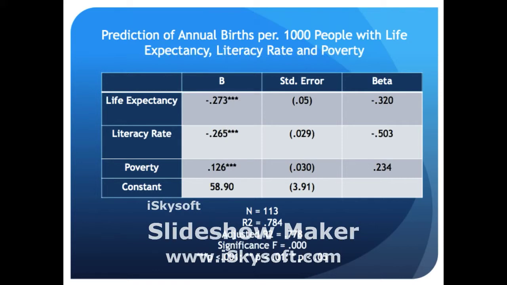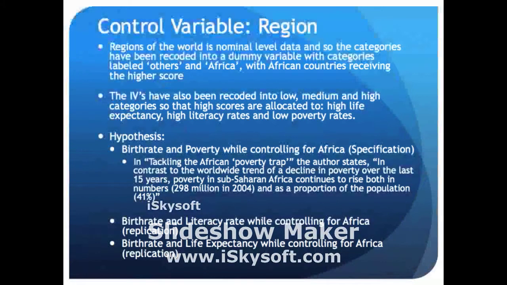The difference in these variables is reflected by the slightly larger standard error for life expectancy. The standardized beta scores also show the strong negative relationship between life expectancy and birth rate and literacy rate and birth rate, as well as the positive relationship between poverty and birth rate. Yet I felt like this analysis was very general, and so I had to ask, was region playing an unnoticed role? And so I created a dummy regional variable with categories labeled Others and Africa, where African countries received the score of 1. I hypothesize that literacy rates and life expectancy will cause replication when controlling for Africa.